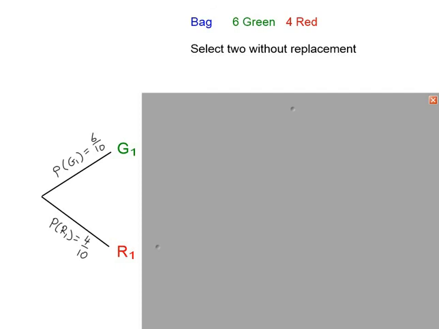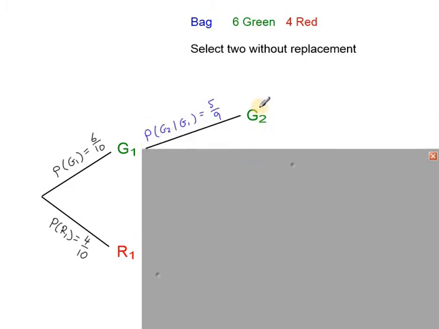So the first selection is not conditional on anything, so the probability we select a green sweet first, there are 6 out of 10, 6/10, and for red it's 4/10. That's straightforward.